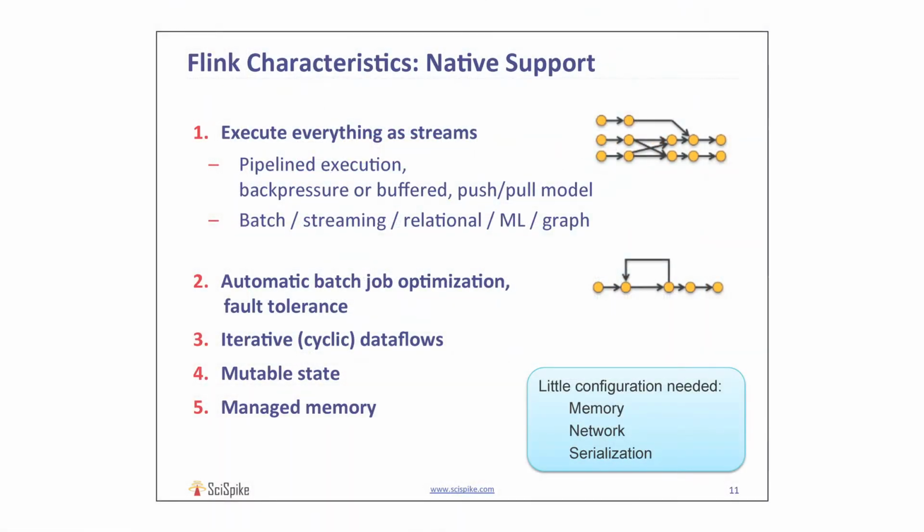So, a typical architecture. Looking into some of the key characteristics of Flink in this space: first is the orientation of the engine to execute everything as streams. Pipeline execution, we are going to see in a moment what that is. And also, one of the very attractive capabilities is that you have back pressure from the source all the way to the sink.